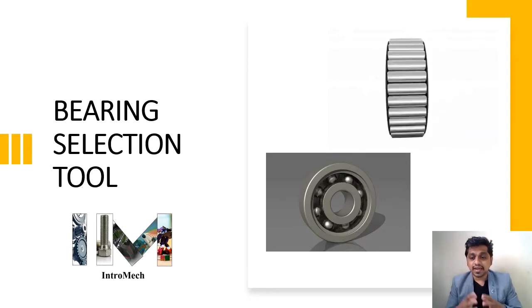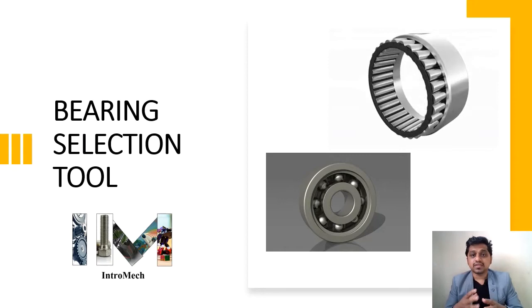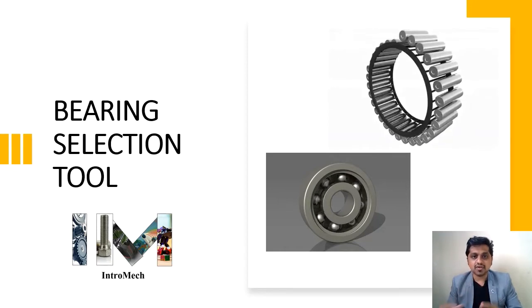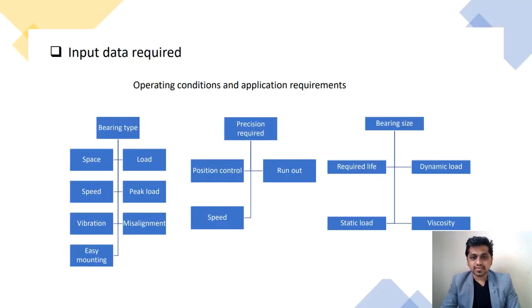So without wasting time, let's see how we can select a bearing on the basis of our system inputs. What input data do we require for the bearing selection? There are different parameters. First is the bearing type. There are different bearing types available in the market: ball bearings, roller bearings, needle bearings. So how can we select a particular type? We have to think about all these parameters.